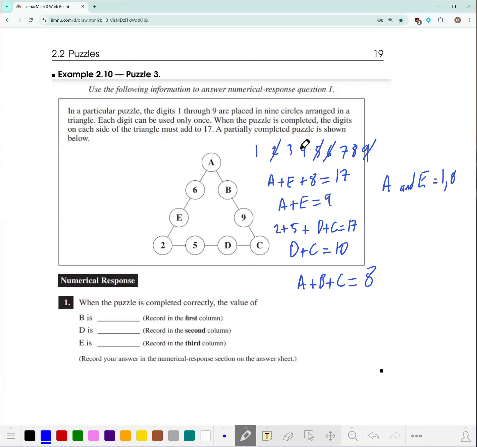D and C, likewise, there's only one combo that adds to 10 that's of the letters left. That's D and C are equal to 3 and 7. And finally, if I look down here, I know that if I take the high number in either of these, it won't add up to 8 with C left over. I know C has to be 4 because that's the only number that's not listed here. So C is 4, and I'm going to write on this.